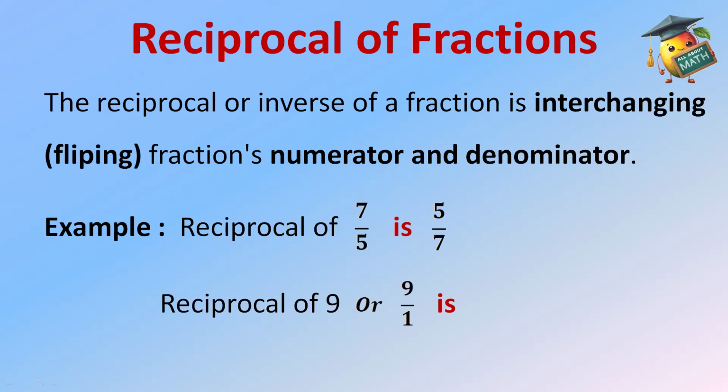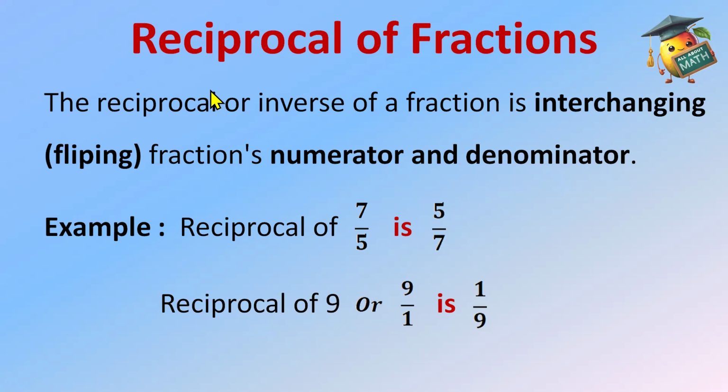Next example, reciprocal of 9. 9 is a whole number, so we can write 9 by 1, because when we have a whole number, there is nothing in the denominator, we use 1 instead of 0. 0 can't be the denominator of any whole number. Okay, so 9 by 1. So what will be the reciprocal of 9, or we can say 9 by 1? Obviously, we'll do the same numerator and denominator interchange, or you can say flip them. So it will be 1 by 9. So reciprocal of 9 will be 1 by 9.